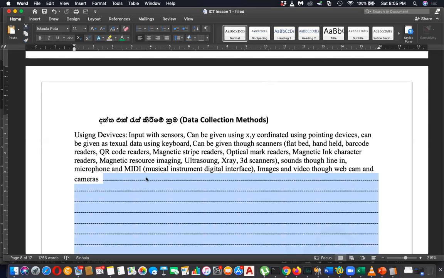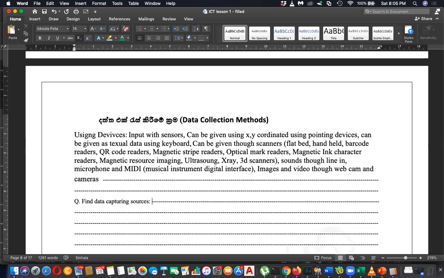Okay, so data collection methods, please write down. What are the methods? Sources. I'll give it as a question: find data capturing sources. That will be a question.